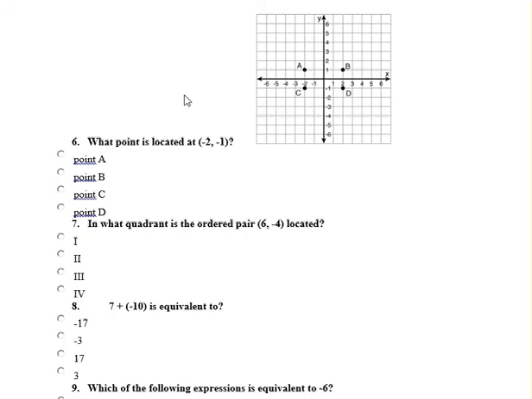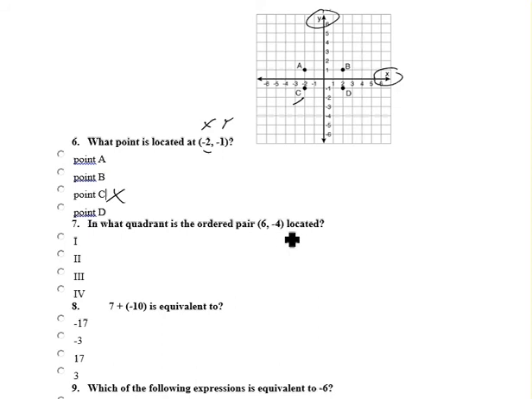And here we go. What point is located at negative 2, negative 1? So I start at 0, 0. My x is negative 2. My y is negative 1. X goes this way, y goes up and down. So negative 2, I'm right there. Negative 1, I'm right there. That's C.